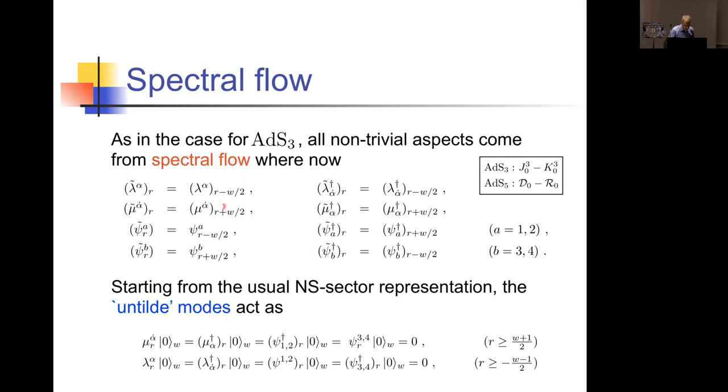And then if you just look at this dictionary, it tells you that the ground state will be killed if r is a half or bigger. So this means that with respect to the untilded modes, it will be killed if the mode is greater or equal than w+1/2, because the half here becomes a half plus w/2. So for all the modes that get shifted upwards, namely these, and these, the ground state is annihilated by the modes that are more positive than w+1/2. And for the other ones that are shifted downwards, it obviously works the other way around. Again, that's just translating exactly what happened for AdS3 to the AdS5 setting.